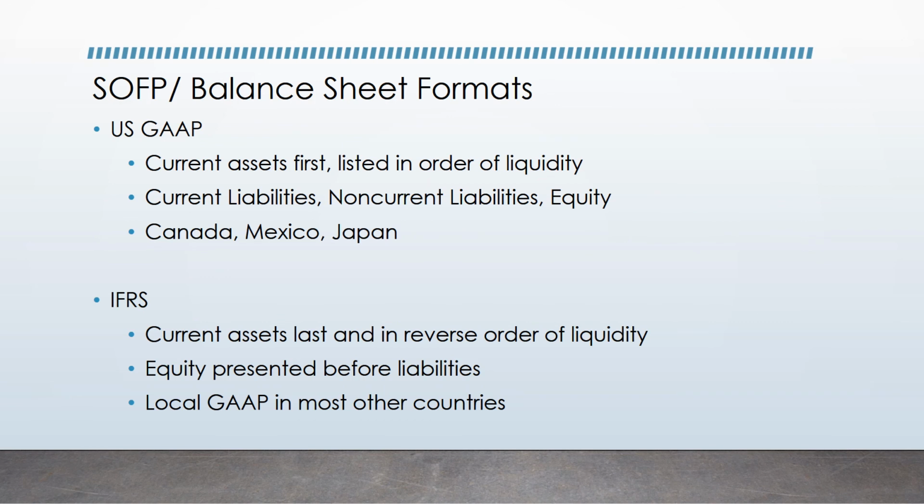So some of the difference is in the statement of financial position or balance sheet format. Under US GAAP, typically current assets are listed first, and then they're listed in order of liquidity. So if we're talking about a classified balance sheet, we would have those four or five basic categories: current assets, long-term investments, PP&E, intangibles, and sometimes you might see an other non-current assets section. But the current assets are going to be listed first and listed in order of liquidity. Then we're going to have current liabilities, non-current liabilities, and the equity section. In addition to the US, countries like Canada, Mexico, and Japan tend to follow that same balance sheet format as well.